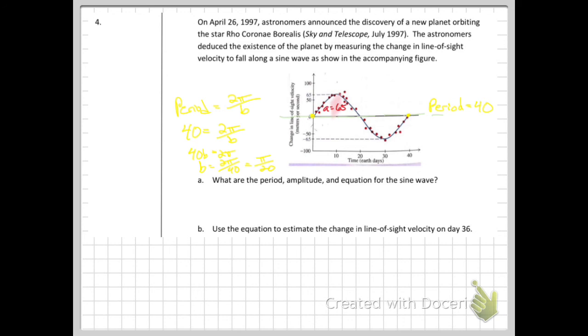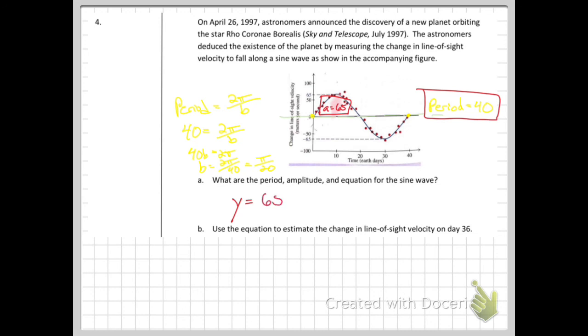So here we go. What are the period, amplitude, and equation of the sine wave? So clearly it's sine. Period, I answered those here, right? You guys good with this? Period is 40, amplitude is 65. Equation. Don't forget y equals. It's not an equation without y or f of x.